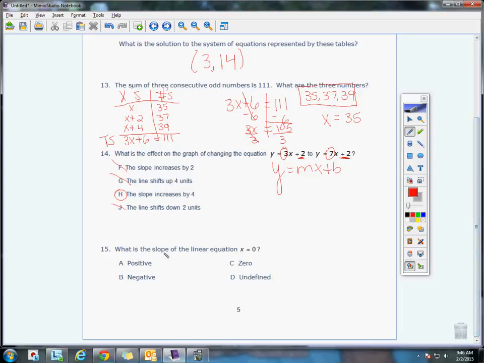Number 15, what is the slope of the linear equation x equals 0? Okay, you can't put that into the calculator because your calculator only says y. So if you wanted to plot this, x equals 0 would be a line that goes straight up and down right here, which is the same thing as your y-axis. Okay, so it's just going straight up and down. And the line that goes straight up and down, the slope of that line is just undefined. It's not positive because remember positive goes up like this. It's not negative because negative goes down. And it's not 0 because 0 just goes straight across. Okay, so undefined is your answer because it goes straight up and down.